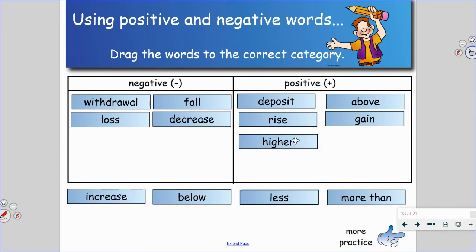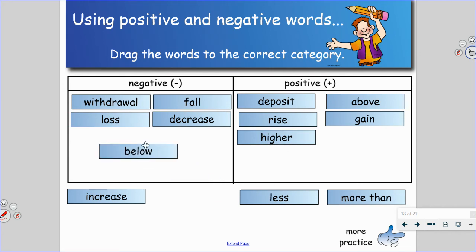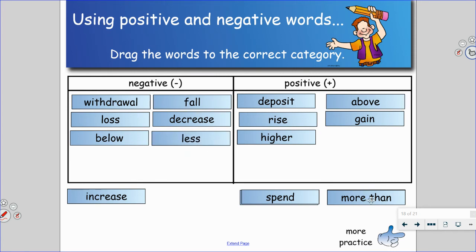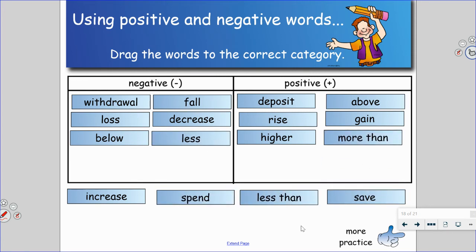And coming back, higher is going to be an increase or a positive number, but below is going to be a decrease. Less also means going down, and more than is going up. All right, we got 4 more. Pause your video and come on back when you're ready.